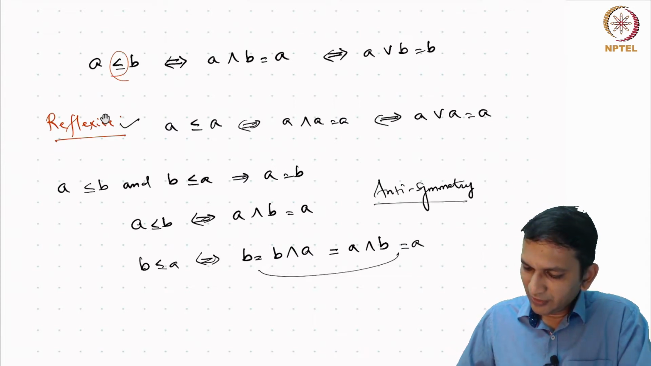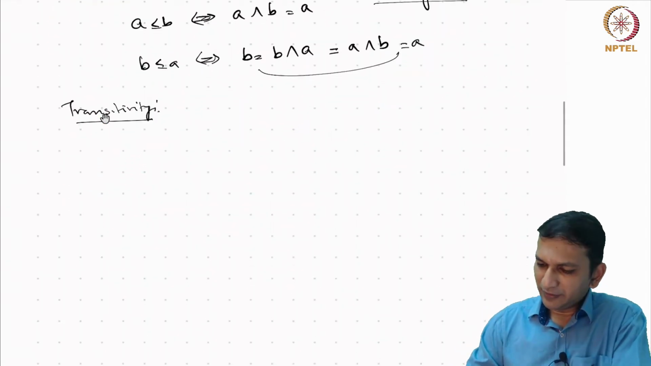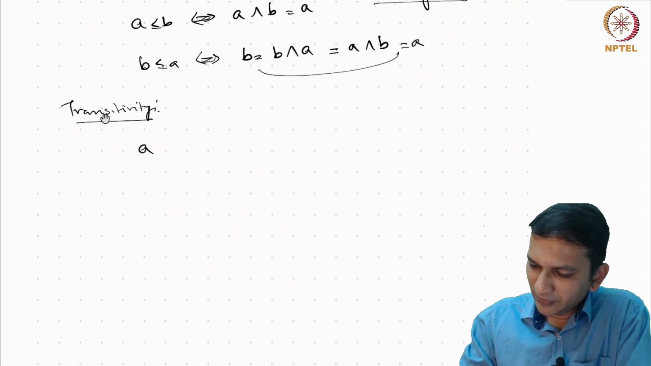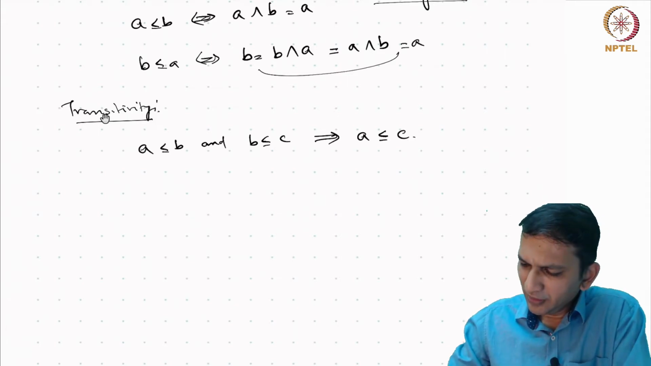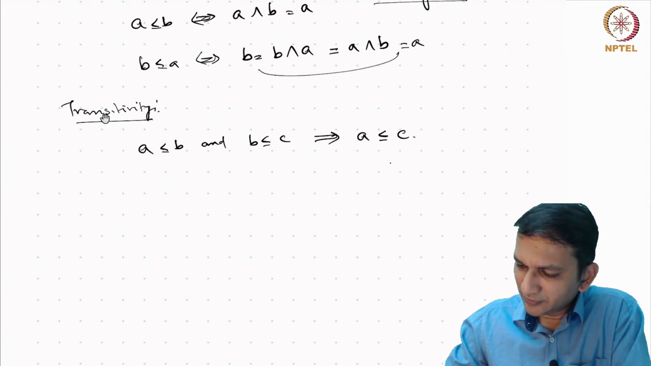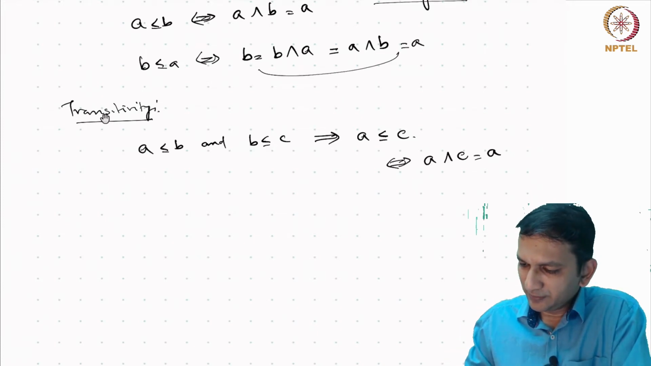Now finally, for transitivity. Now what do we have here? For transitivity, we are given that A is less than or equal to B and B is less than or equal to C. We need to prove that A is less than or equal to C. Proving this means we need to prove that A meet C is actually A.